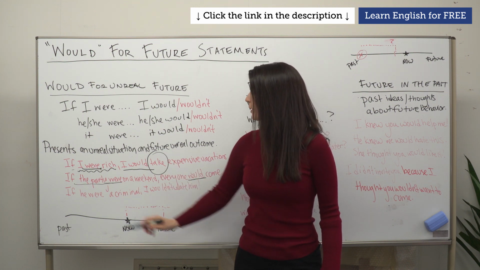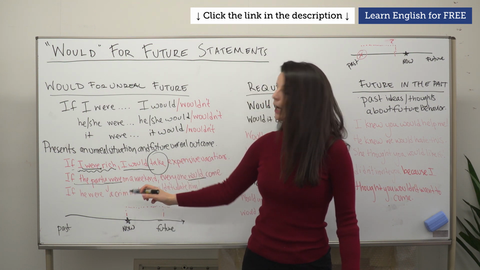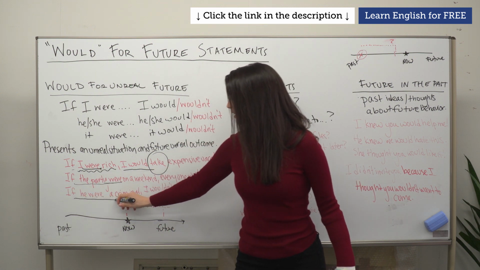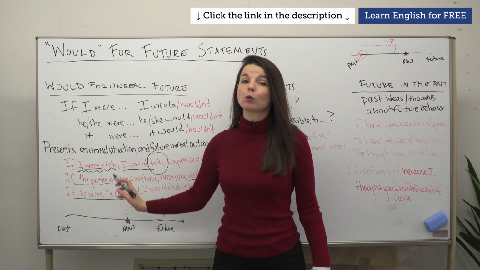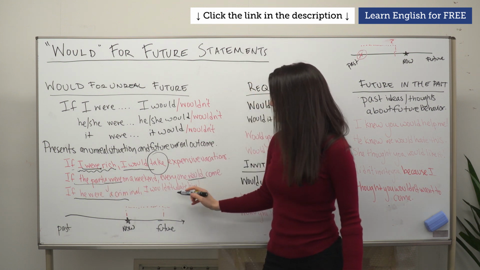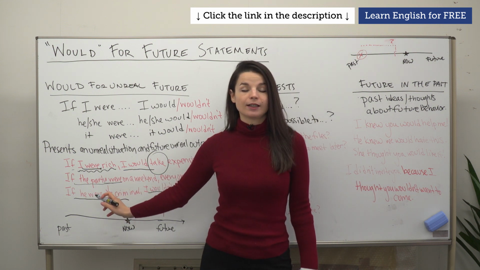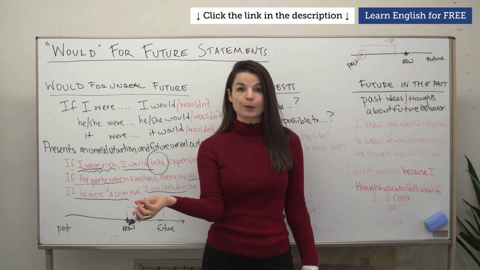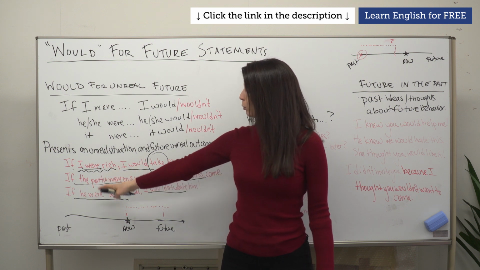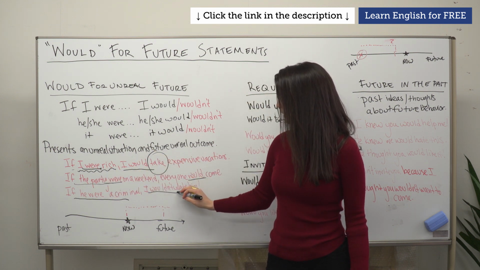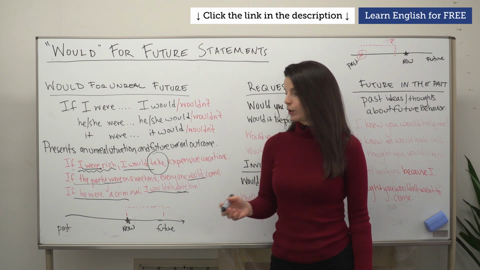One more example. If he were a criminal, I wouldn't date him. If he were a criminal, so he is not in this sentence, but if he were a criminal, I wouldn't date him. So an unreal situation, this person, this he, is not a criminal. However, if he were, the speaker would not date that person. So date means have a relationship with that person.